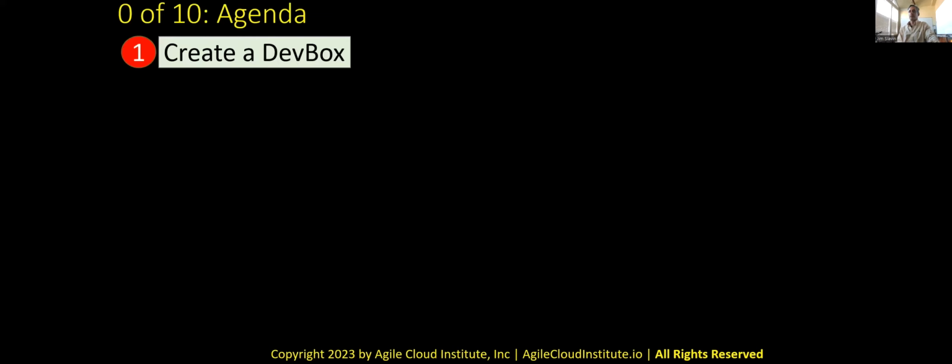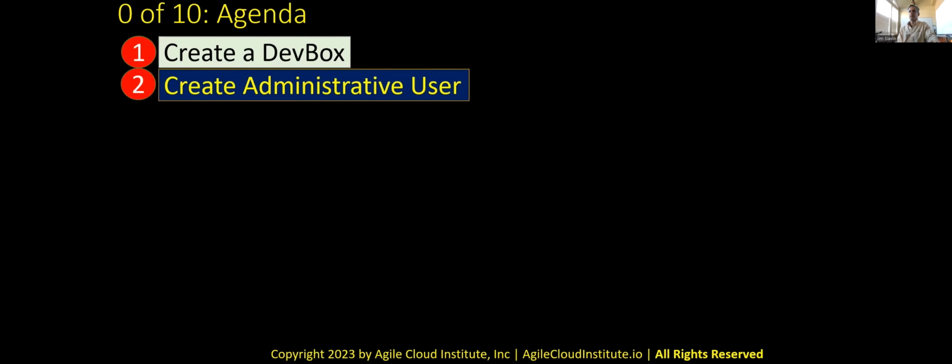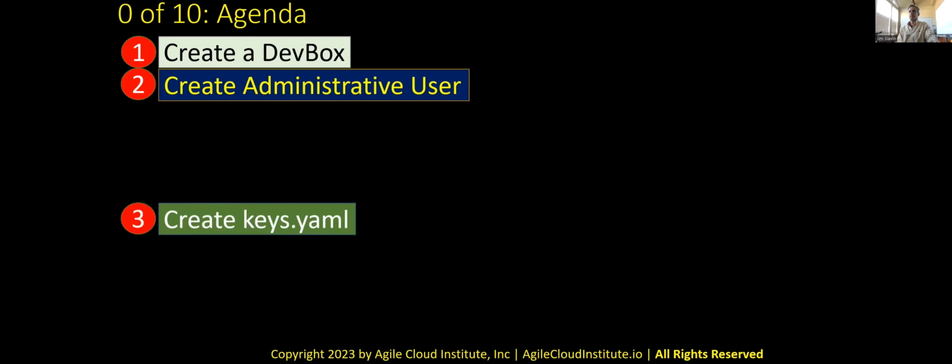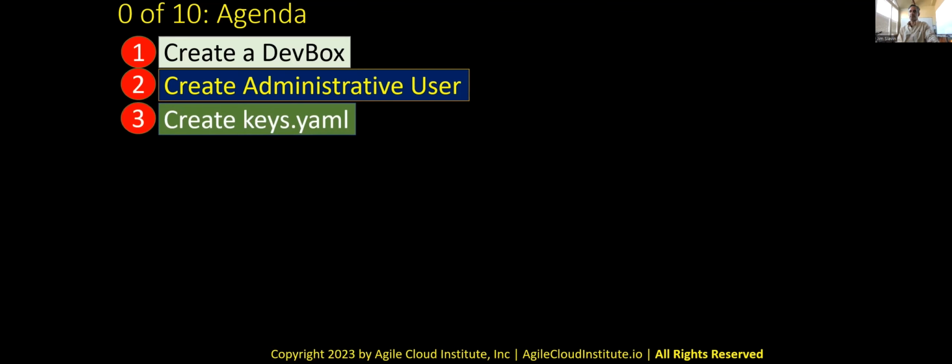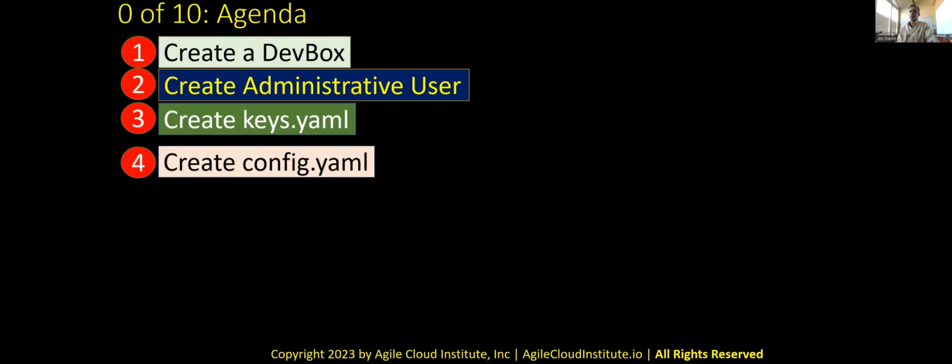First, you will create a dev box that you can use to run the Agile Cloud Manager's CLI commands. Second, we will show you how to create an administrative user in AWS that is authorized to create all the resources required for the data lakehouse. Third, you will learn how to create a keys.yaml file that will store the keys that Agile Cloud Manager will use to authenticate to AWS, and you will put that keys.yaml file in the correct location in the dev box.